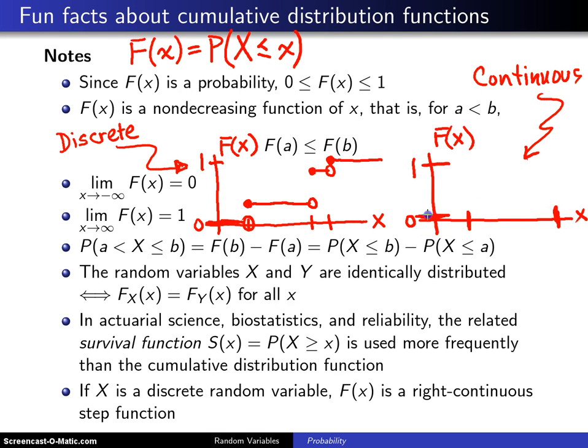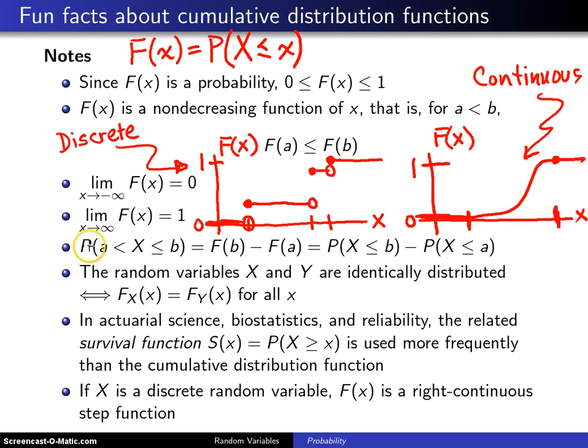Well, your CDF will be 0 up to the beginning of the support, and then it will have some type of shape in here between the beginning of the support and the end of the support. Eventually it will make it up to 1, and it will stay at 1 thereafter. And that's kind of a generic version of what the CDF looks like for a continuous random variable.